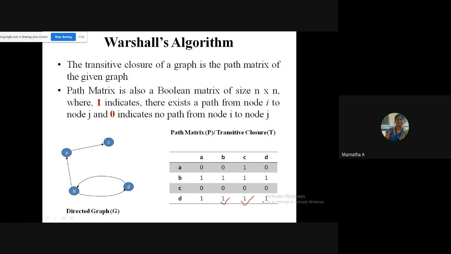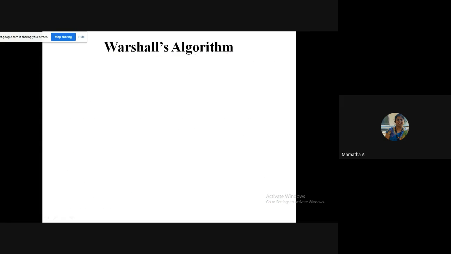So this is the path matrix. And to obtain this path matrix, I have to use Warshall's algorithm. This I wrote because looking at the graph I wrote. But when I have to write a program, I have to use some algorithm, and that algorithm is Warshall's algorithm. Are you all understanding? Yes.